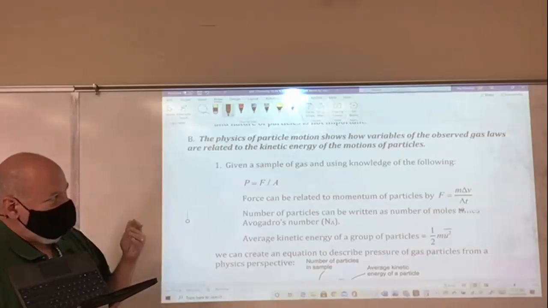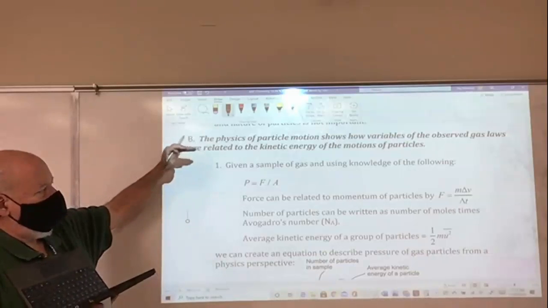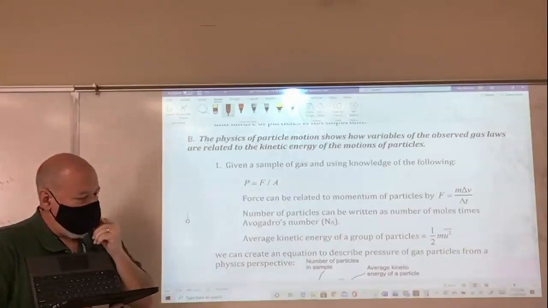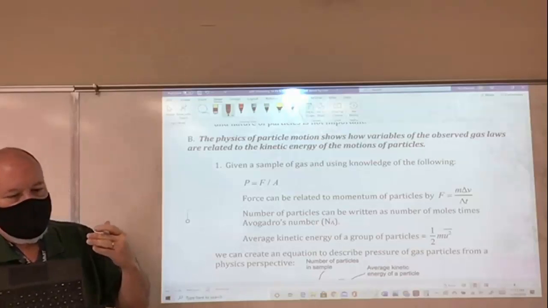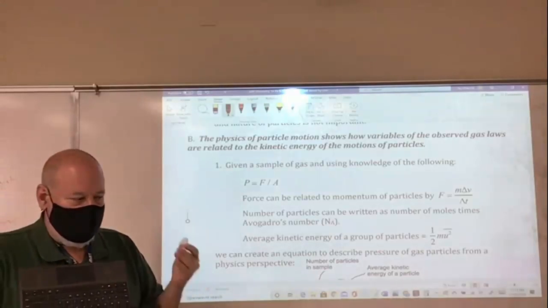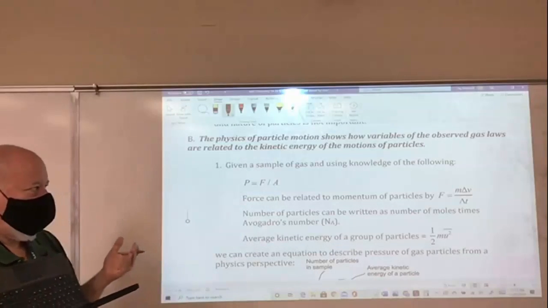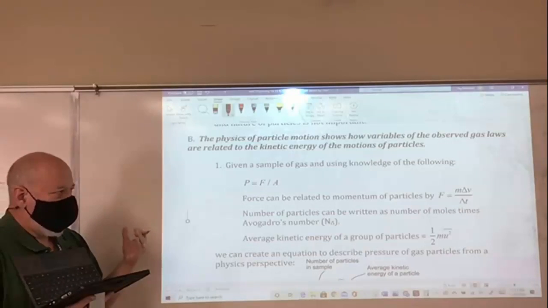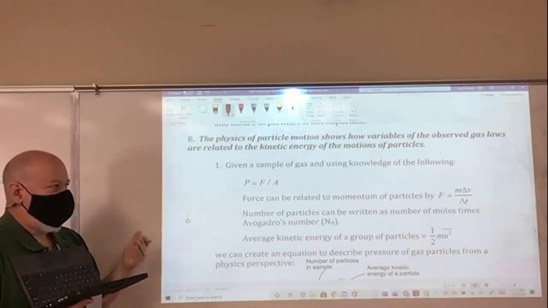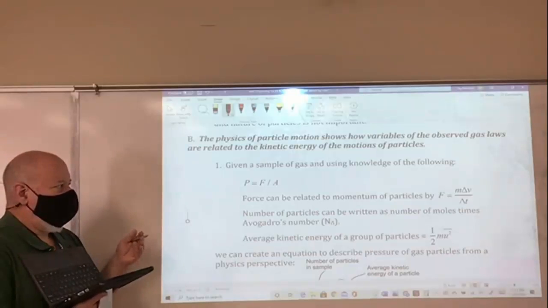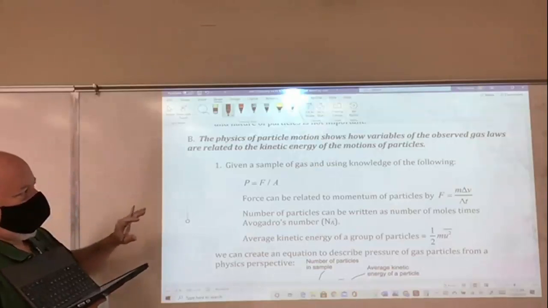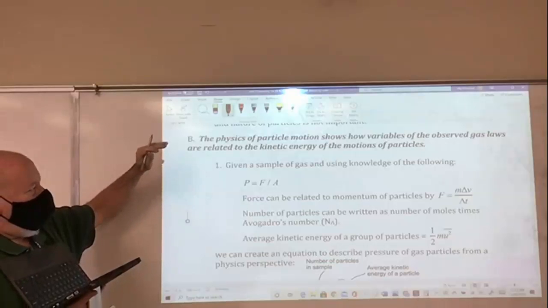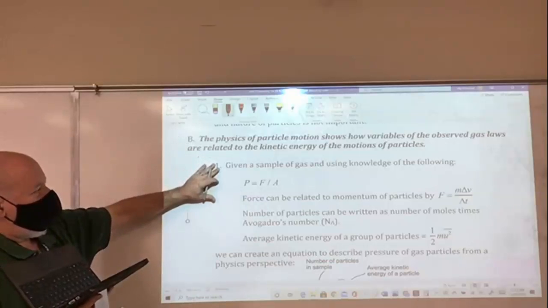But now we want to understand how the features of the gas laws relate to the amount of kinetic energy that the particles have. What is it about the kinetic energy that these particles contain that gives rise to all of these features? I'm not going to ask you to know the physics calculations that are involved, but there are some things you're going to have to understand about the math of this that's a little bit challenging. So we should be able to understand that.